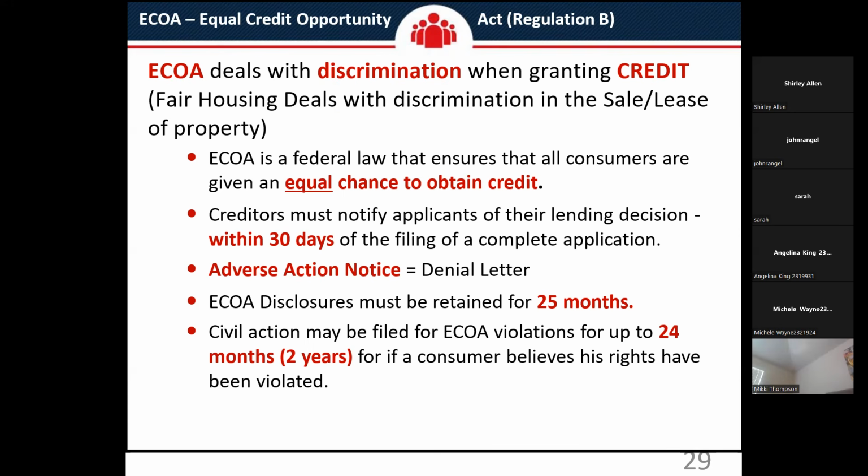A civil action could be filed for an ECOA violation for up to 24 months, which is 2 years, if the consumer believes that his rights have been violated. Well, if they can file up to 24 months, then the documents would not be there unless the documents were retained for at least 25 months. That's the caveat to that.